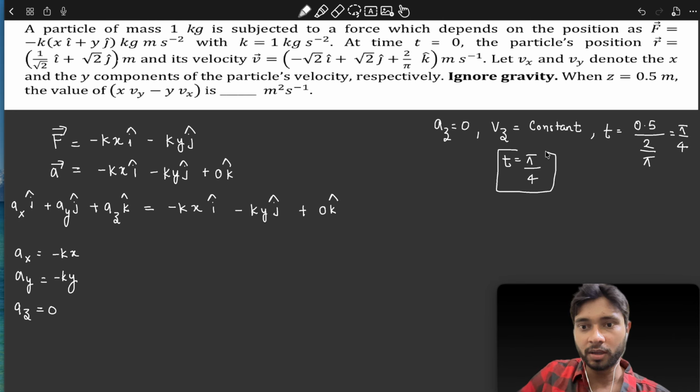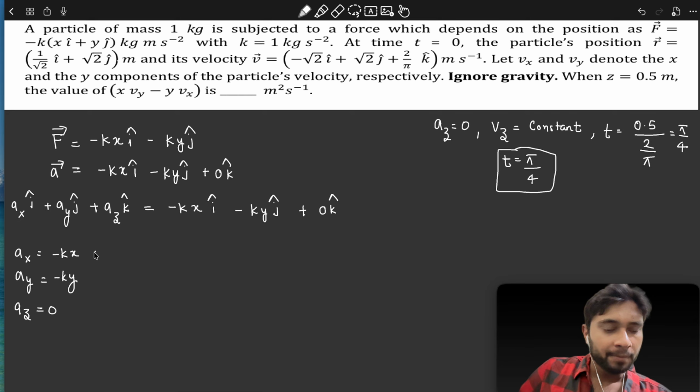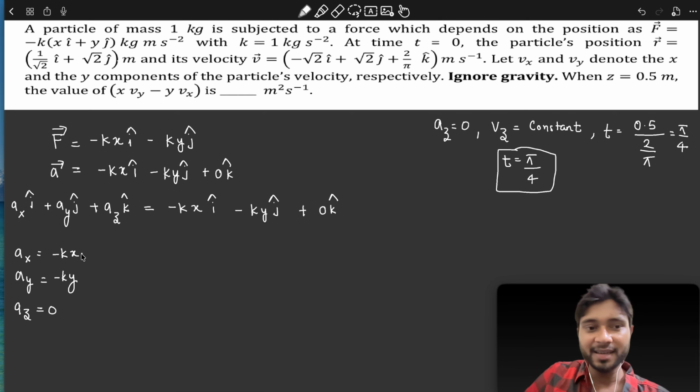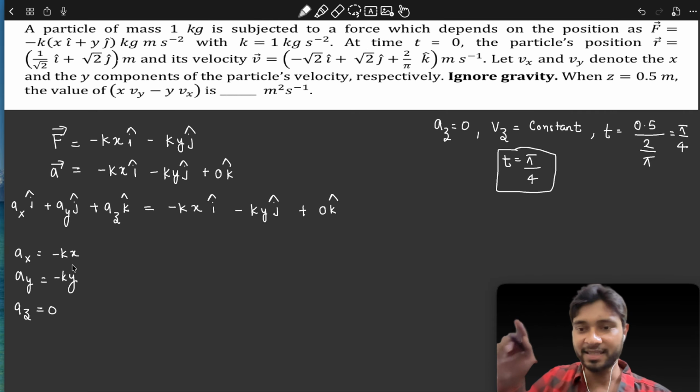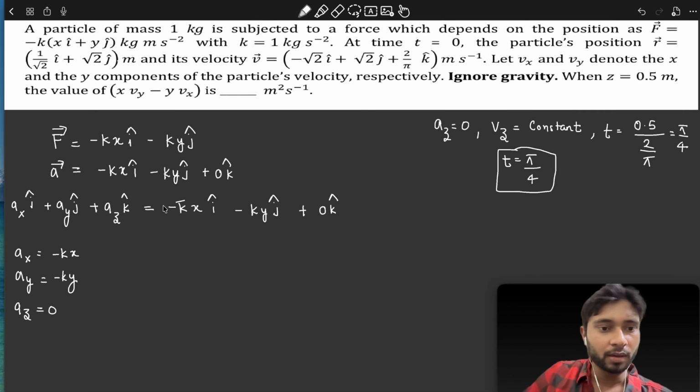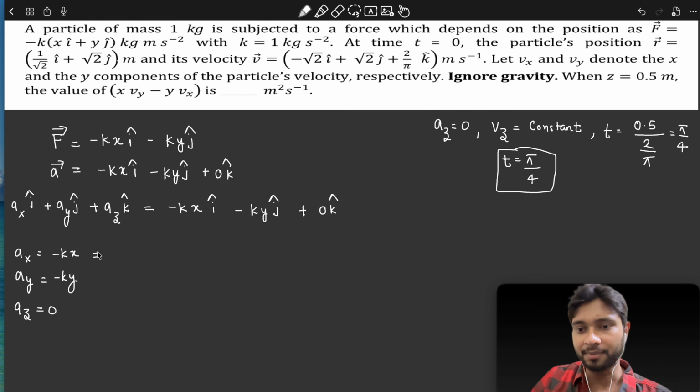Let's note it down. Instead of saying we have to calculate this term at z equal to 0.5, I will say we have to calculate this term at t equal to pi by 4. Now let's come back to what we have solved: acceleration is equal to minus kx. Does this look similar to SHM? Yes. SHM is the condition where acceleration is proportional to the coordinate or displacement.